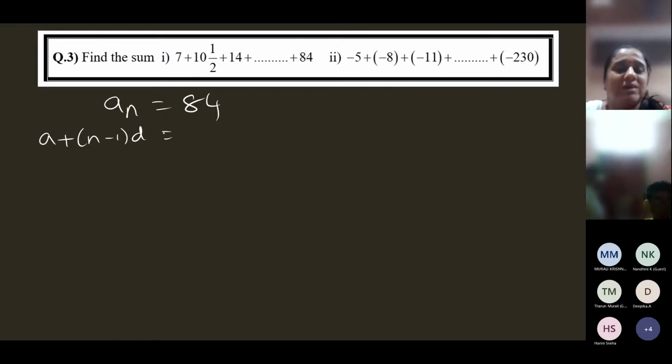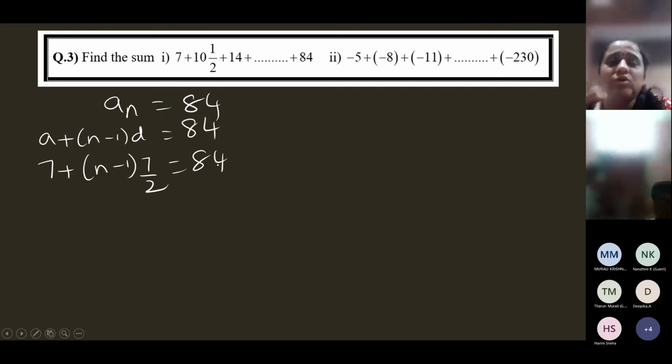So a plus an is a plus n minus 1 into d. A plus n minus 1 into d is equal to 84. So now what is a? 7. n we don't know. We are trying to find n. n is what we don't know. We are trying to find n into d, that is 3.5 or 7 by 2, is equal to 84.